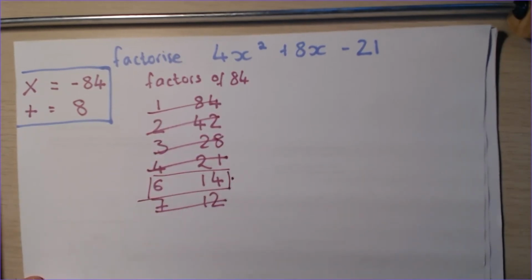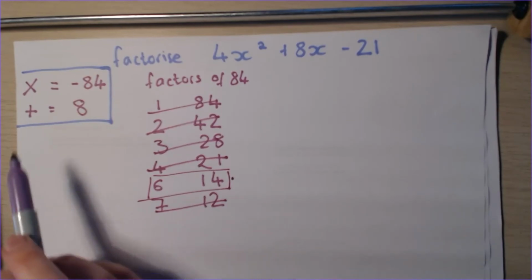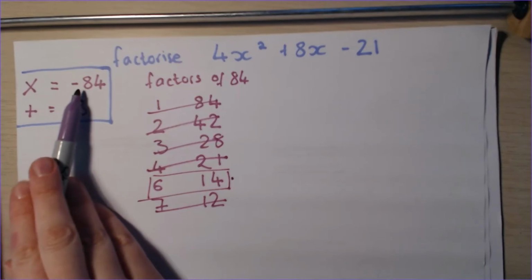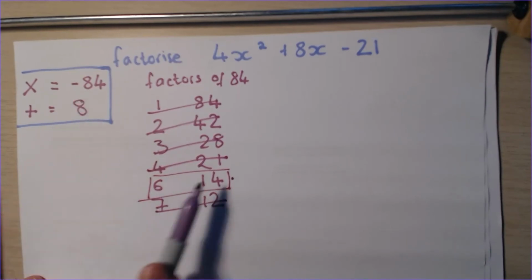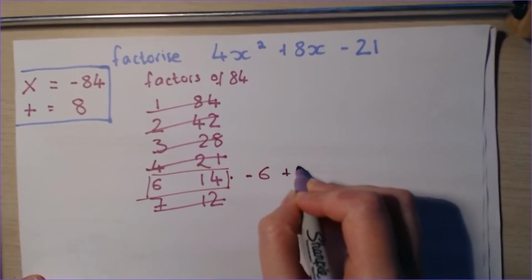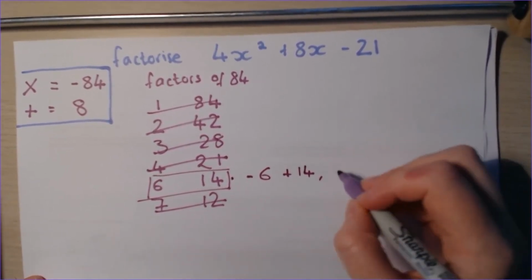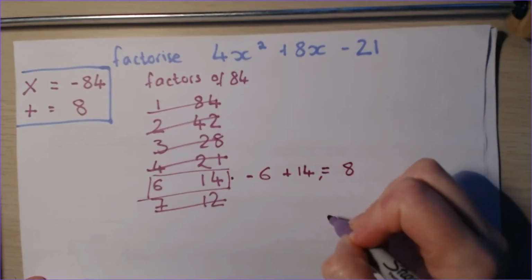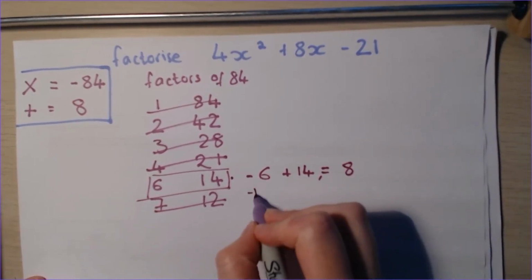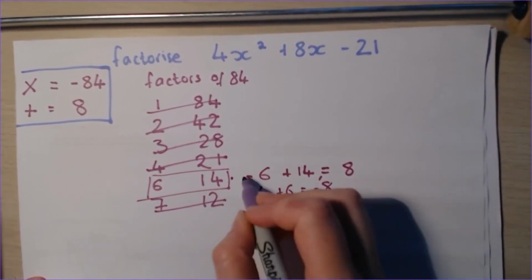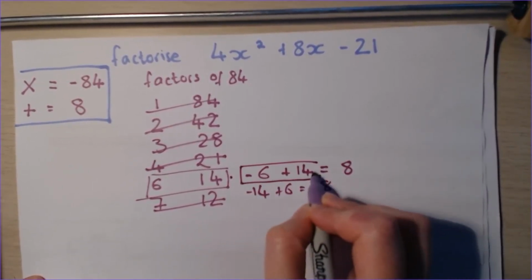Okay, and now we've just got to make sure we're doing this the right way around, because actually we want to add and get a positive 8, but we need to multiply and get a negative. So we know again one of them has to be negative. So if we did negative 6 add 14, we get positive 8, actually. First time lucky. Okay, we did it. Had we done it the other way around and done negative 14 add 6, we'd have got negative 8, which wouldn't have been right. So here are our numbers, negative 6 and 14.